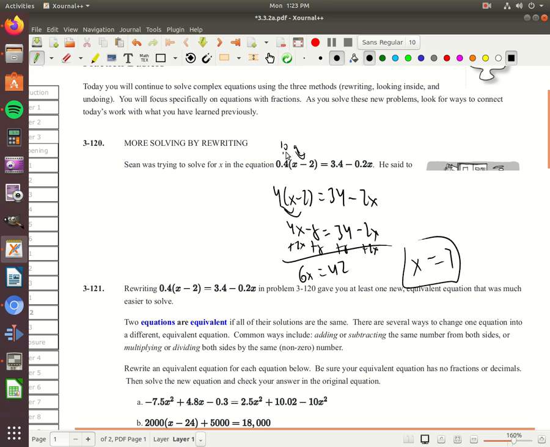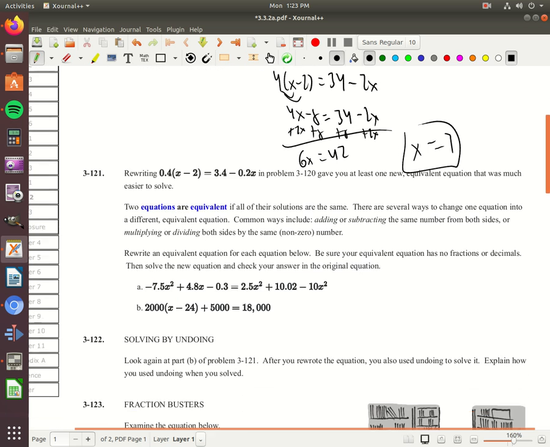Again, if I did this right, it should work out fine. So 7 minus 2 is 5. 5 times 0.4 is 2. So 2 should equal 3.4 minus 1.4, which is 2. So there we go. We're pretty confident on this answer.